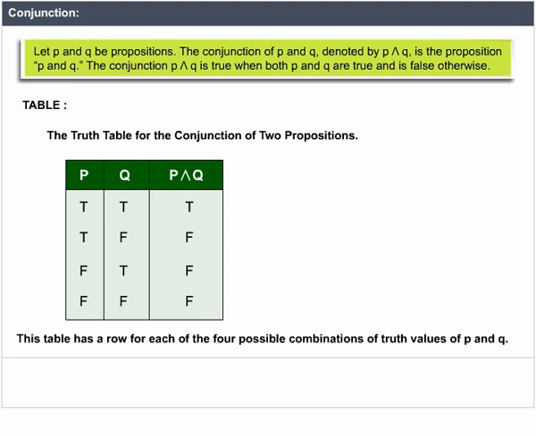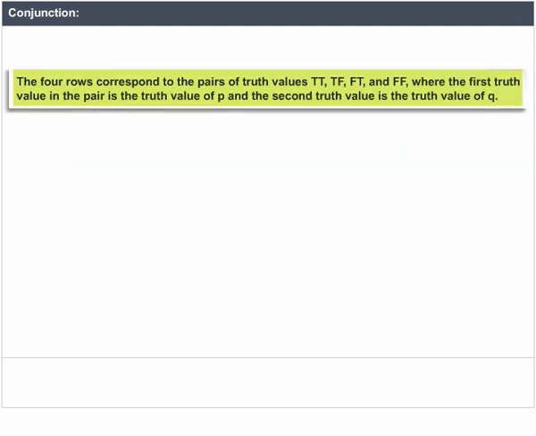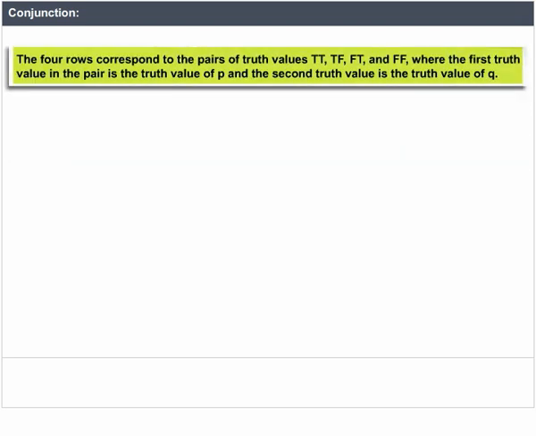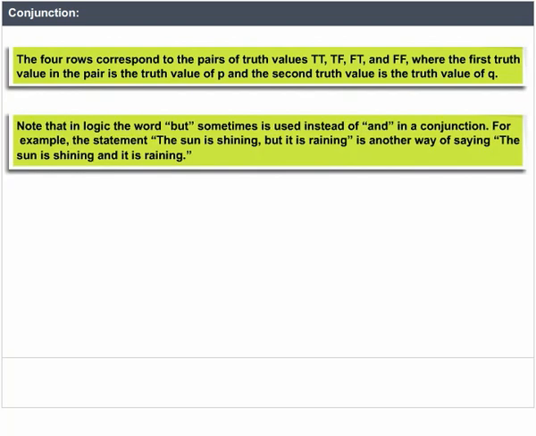This table has a row for each of the four possible combinations of truth values of P and Q. The four rows correspond to the pairs of truth values T, T; T, F; F, T; F, F, where the first truth value in the pair is the truth value of P and the second truth value is the truth value of Q. Note that in logic, the word "but" sometimes is used instead of "and" in a conjunction. For example, the statement "the sun is shining but it is raining" is another way of saying "the sun is shining and it is raining."